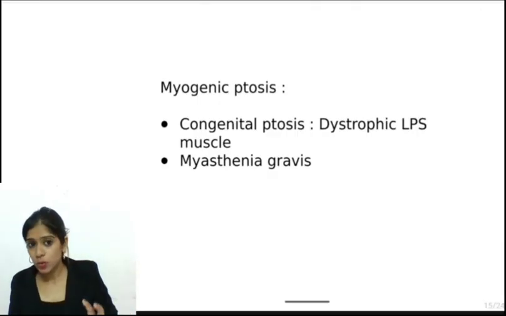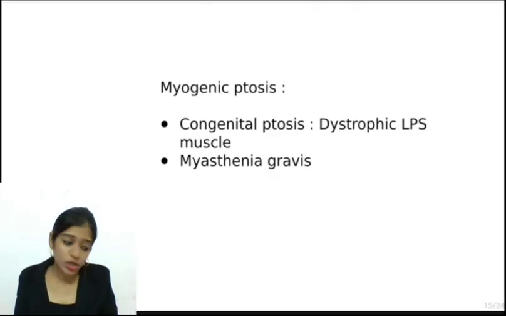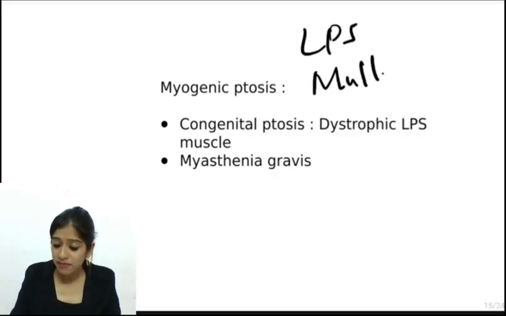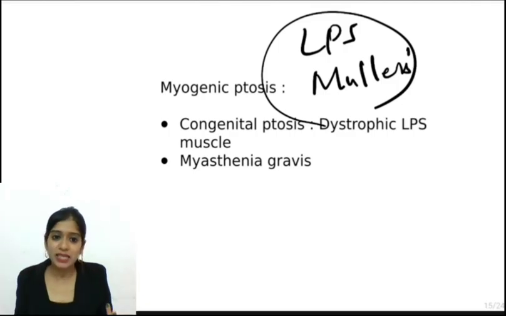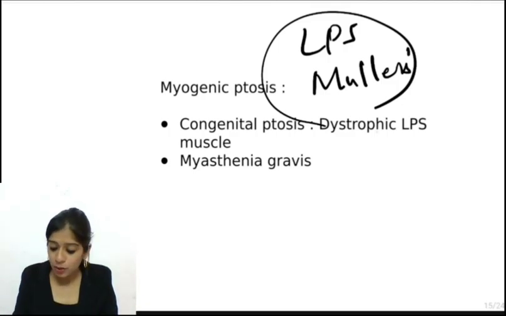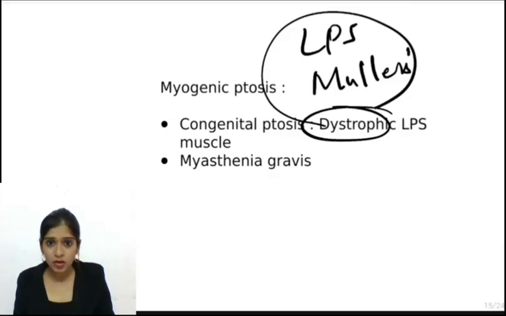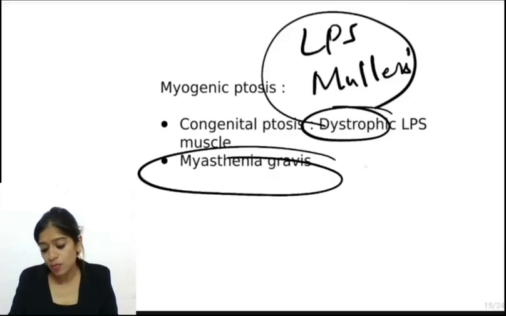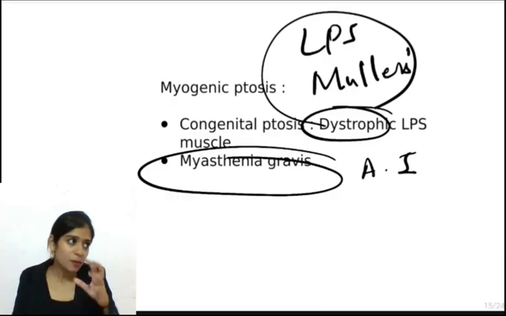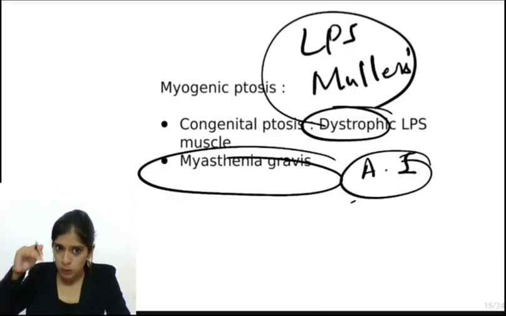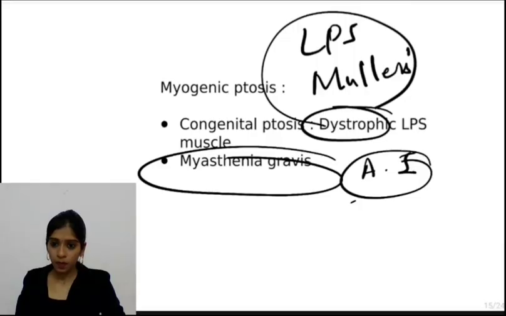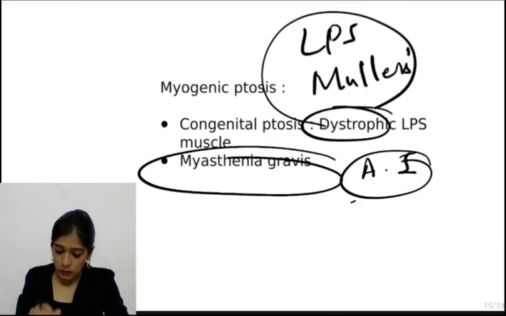Now, neurogenic ptosis we learnt. Next is myogenic ptosis, where the muscle, that is LPS or Muller's, the muscle itself is weak. It is not a nerve problem. Congenitally, the muscles could be weak. It can lead to dystrophic LPS muscle, or myasthenia gravis. Myasthenia gravis is another autoimmune condition where the neuromuscular junctions are affected, and this also can cause ptosis. So these are examples of myogenic ptosis.